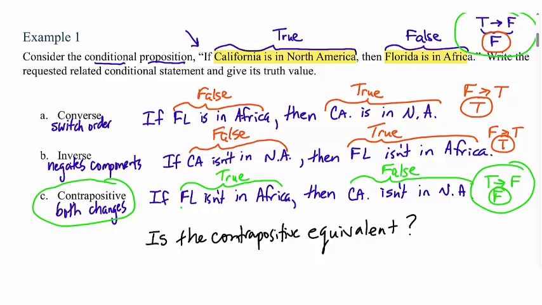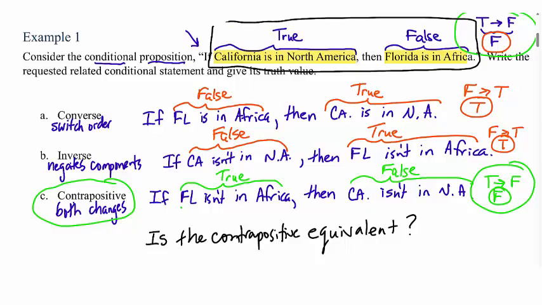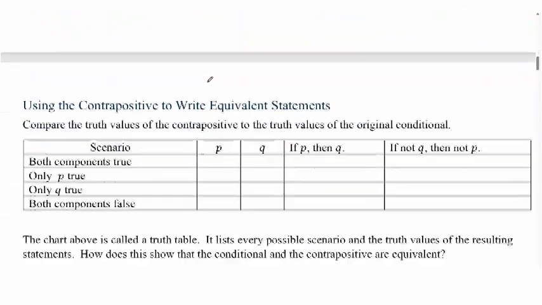So suppose that we thought the conditional statement's true, right? We believe that if California is in North America, then Florida has to be in Africa. Then if I tell you that Florida isn't in Africa, wouldn't that mean California could not have possibly been in North America? Because that would have forced Florida to be in Africa. So it does appear that these two statements are consistent, at least, with each other. But how can we be sure that they actually have the same meaning?